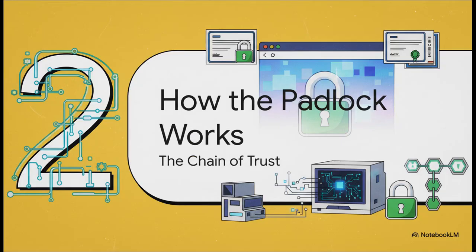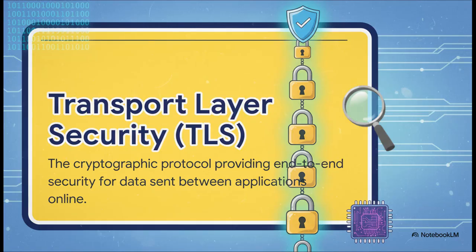Okay, so how does this all work in the real world? Every single time you visit a secure website, there's this really intricate cryptographic dance that happens in the background, all in a fraction of a second. Let's break down the steps of that dance. The protocol that leads this dance is called Transport Layer Security, or TLS. You've probably heard of its older name, SSL. TLS is the engine that uses all the rules of PKI to build a secure, encrypted tunnel between your browser and the website you're visiting.